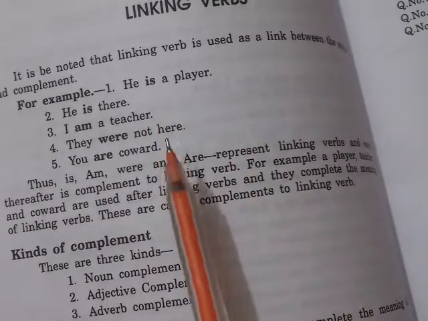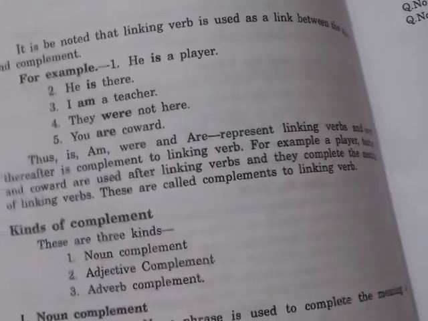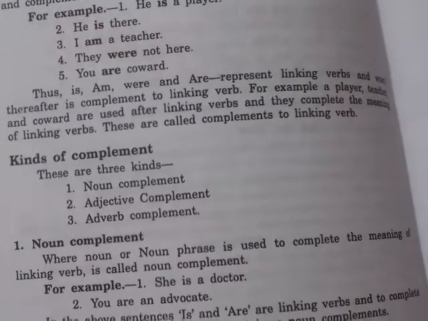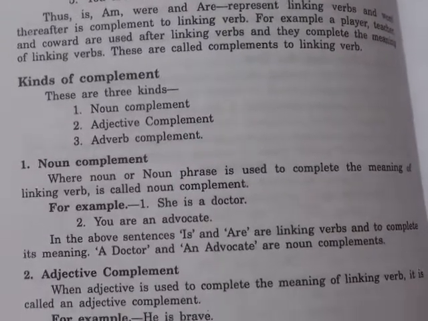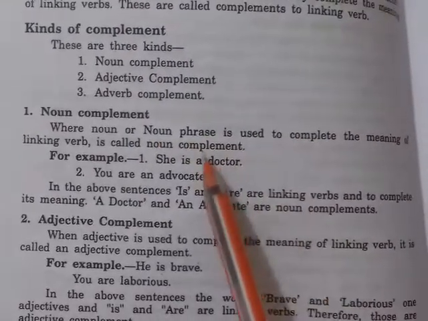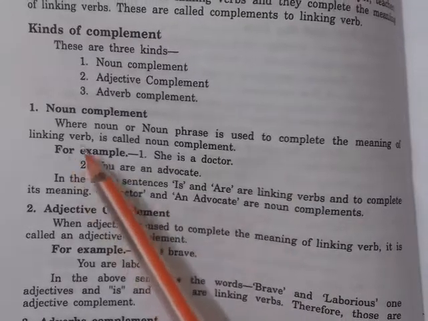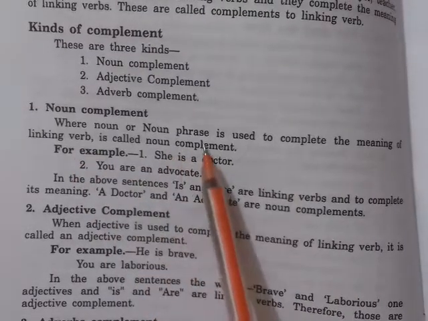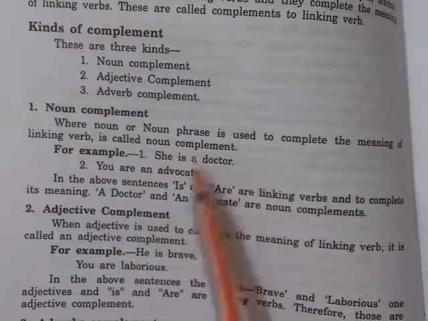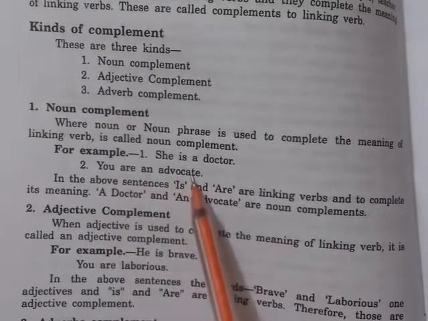There are three kinds of complement: noun complement, adjective complement, and adverb complement. Noun complement, where a noun or noun phrase is used to complete the meaning of a linking verb, is called a noun complement. For example, she is a doctor, you are an advocate.